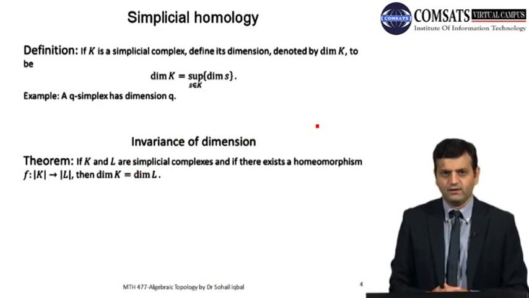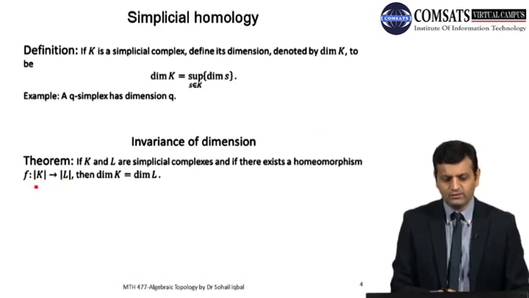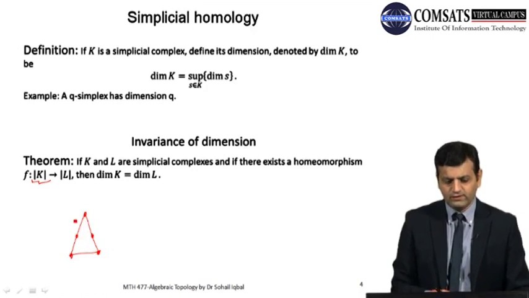Invariance of dimension. If we have two simplicial complexes K and L, and there exists a homeomorphism from mod K to mod L, where mod K is the underlying space of that simplicial complex. For example, if I have a triangle with these vertices, consider this as a hollow triangle. In other words, this is a union of 1 simplices: 1, 2, 3, 4, 5. So it is a simplicial complex composed of 5 1-simplices.